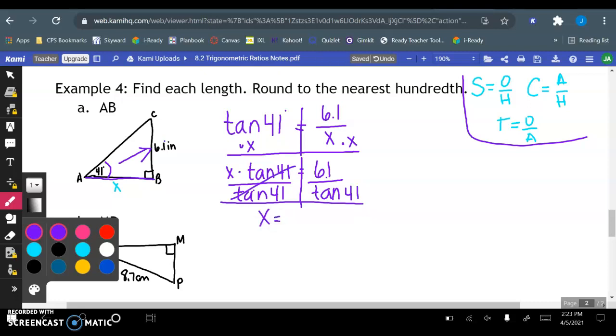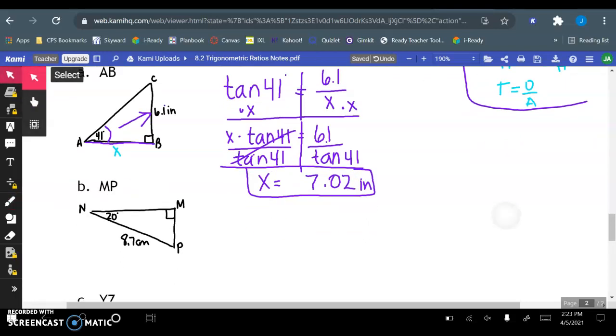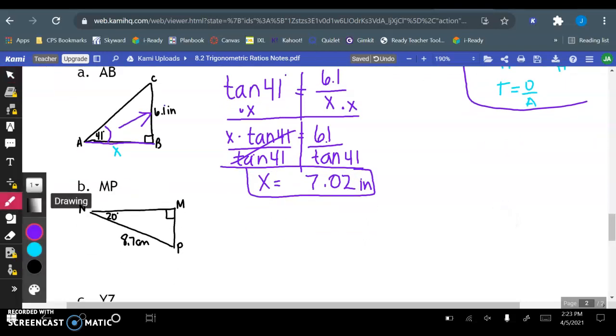And then in my calculator, I'm going to hit 6.1 divided by tangent 41, and I'm going to hit enter. And that gives me 7.02. So the length of AB is 7.02 inches. Next, I'm going to have to find MP. So I'm going to have to find this.